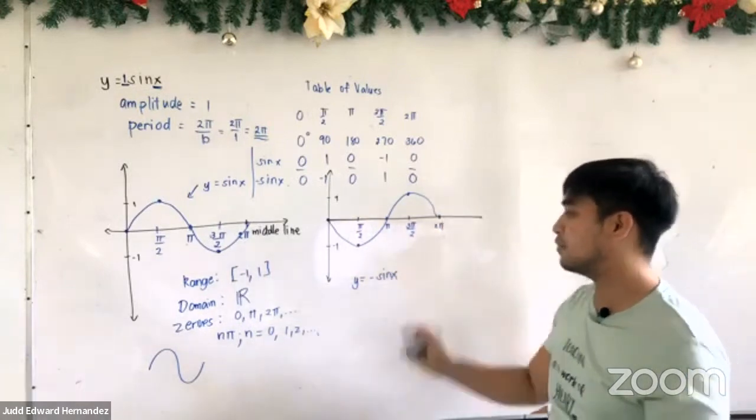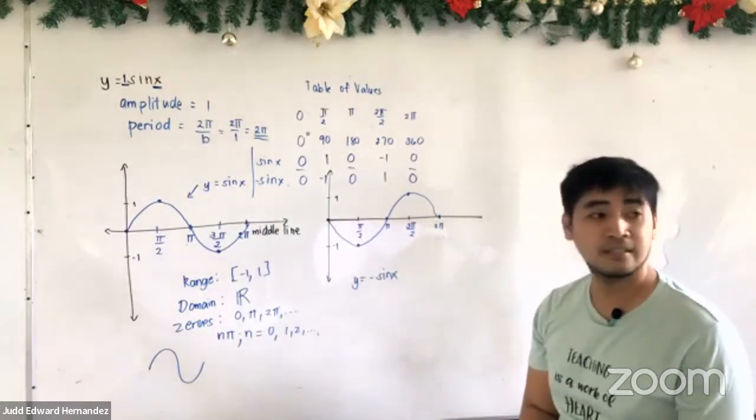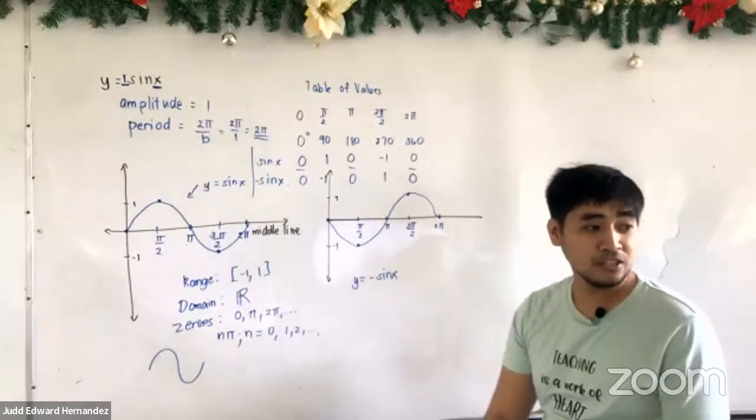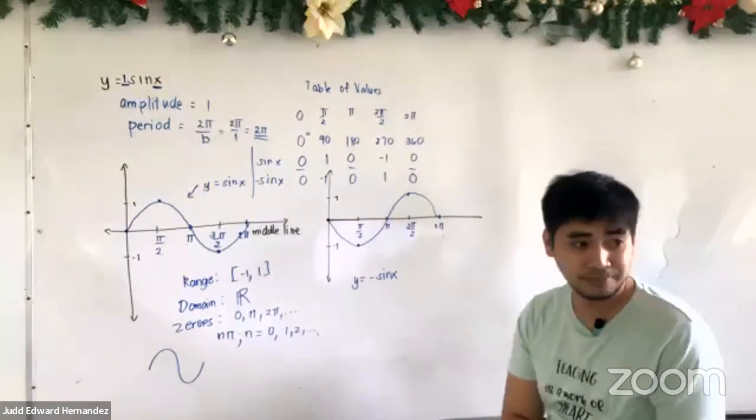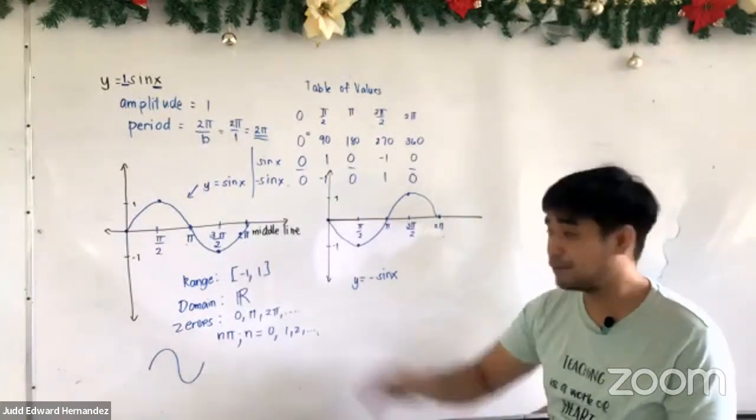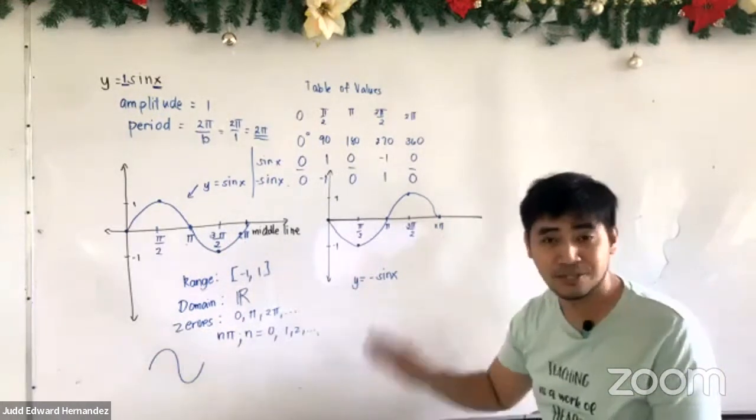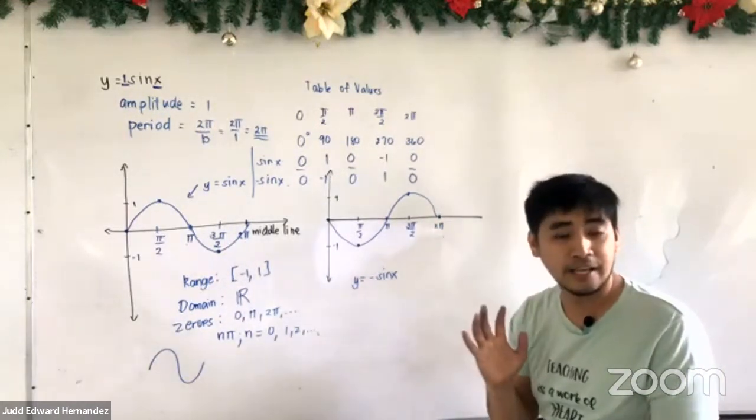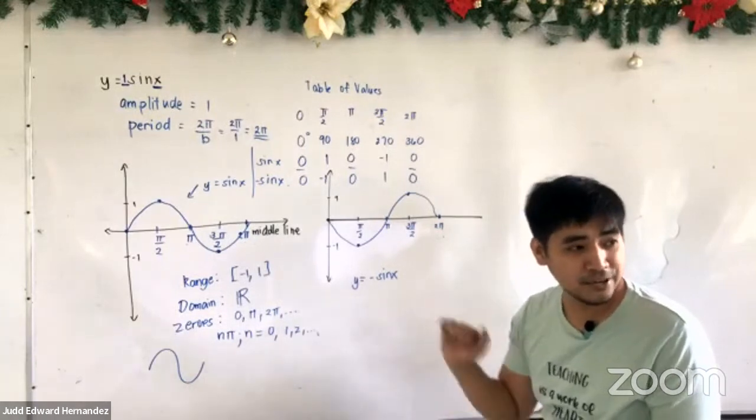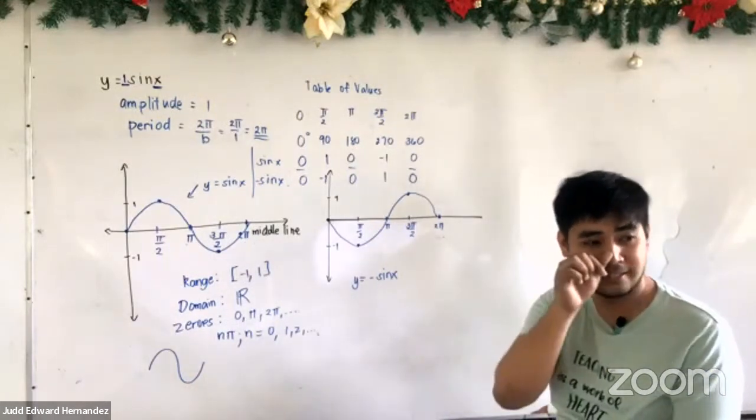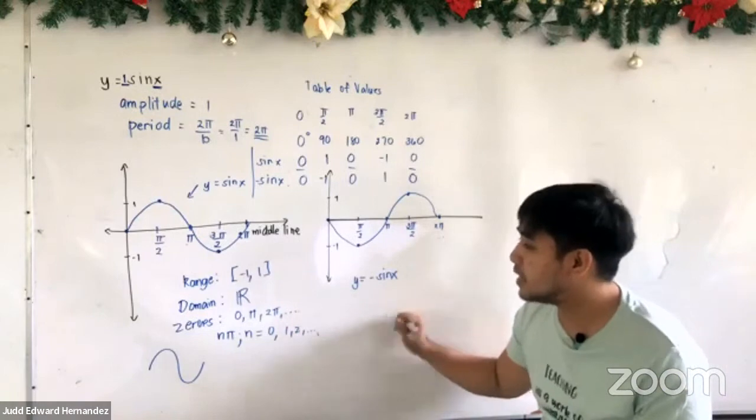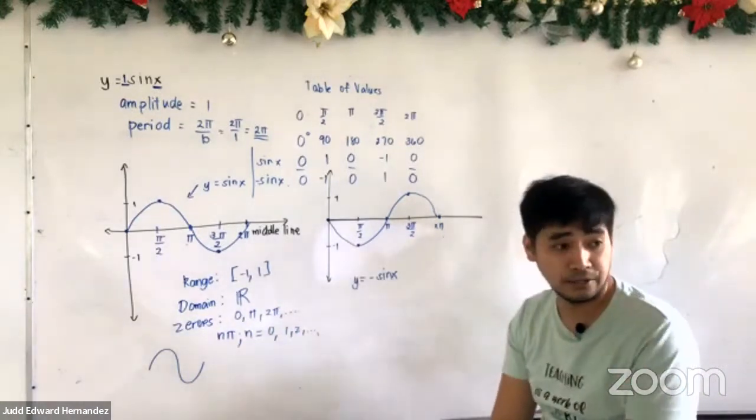Therefore, this is now the graph of y is equal to negative sin x. Do we have the same range as sin x? Yes or no? Do we have the same range, domain, and zeros for y is equal to negative sin x? Yes. We have the same range, domain, and zeros.